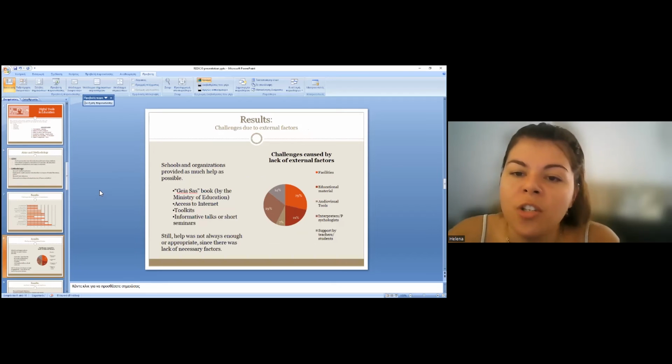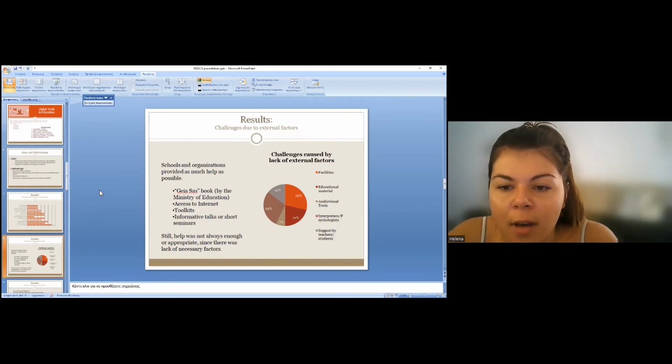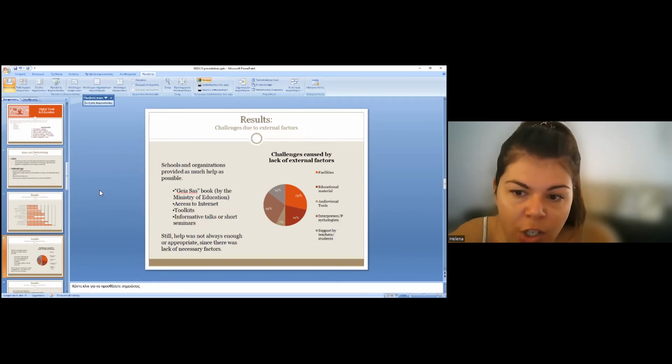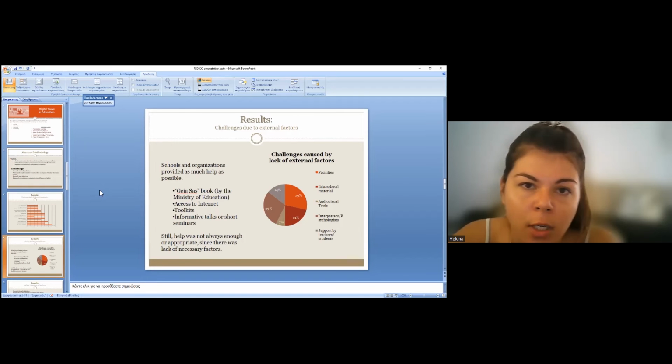There were, of course, some challenges due to external factors, not only because of children's characteristics. For example, as you can see on the pie chart provided, an equal percentage, 29% of facilities, were not appropriate for teaching in refugee classes. And another 29% had no interpreters or psychologists. These two are really important since they could not communicate, they were not speaking the same language as we mentioned before, and of course they carry many traumas, and psychological support should be necessary.